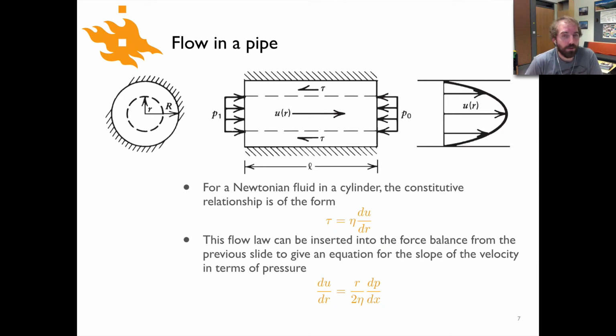Now for a Newtonian fluid in a cylinder, remember we're flowing down the pipe, and so a little piece in the middle of it would be a cylinder shape.